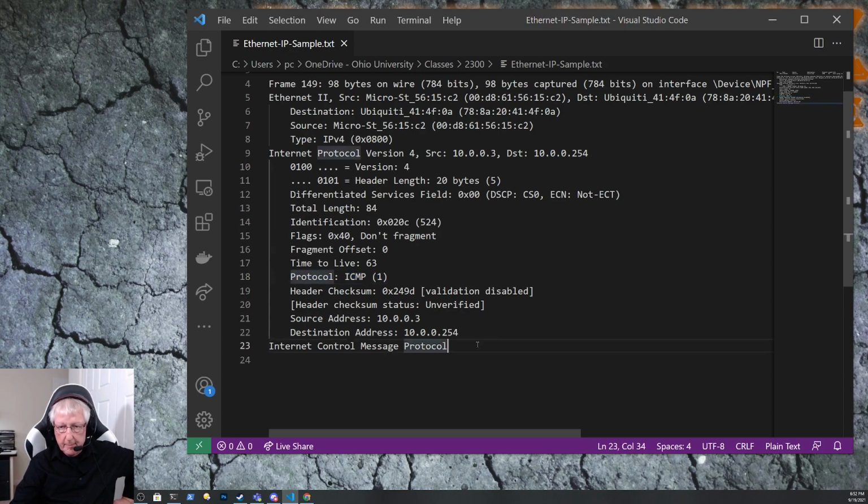All right. And then, of course, I didn't expand the payload. We'll talk about ICMP in a future topic. So then this IP packet contains as its payload the ICMP information, which I did not expand here.